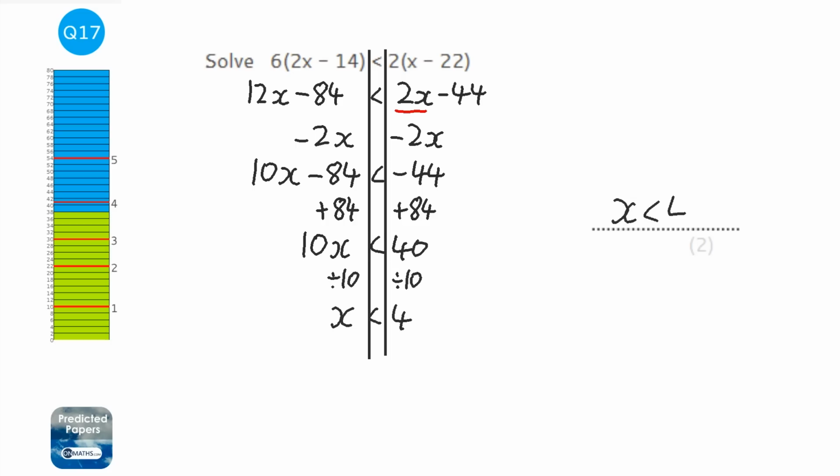Now be really careful not to have an equal sign anywhere there. There's no equal sign. X is less than 4, it's not equal to 4. So just always check back to the question and your answer and check that the signs are appropriate.